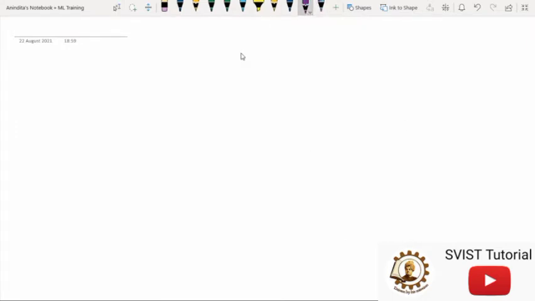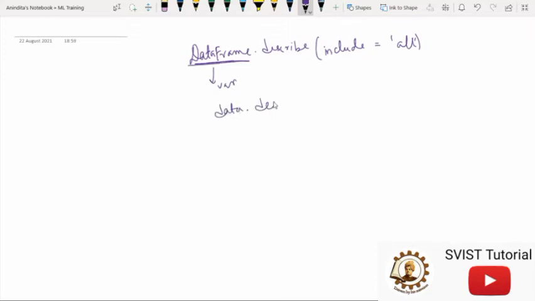So here the point is, this is the main syntax where we write data frame dot describe, and then I have written include equal to all. For us, data frame means the variable which is holding our data set, so it is data in our case. And describe is a predefined function. The name will be the same and this part will also be the same.